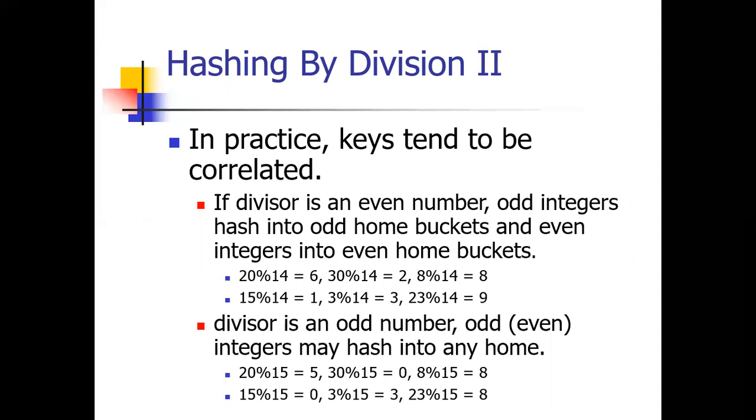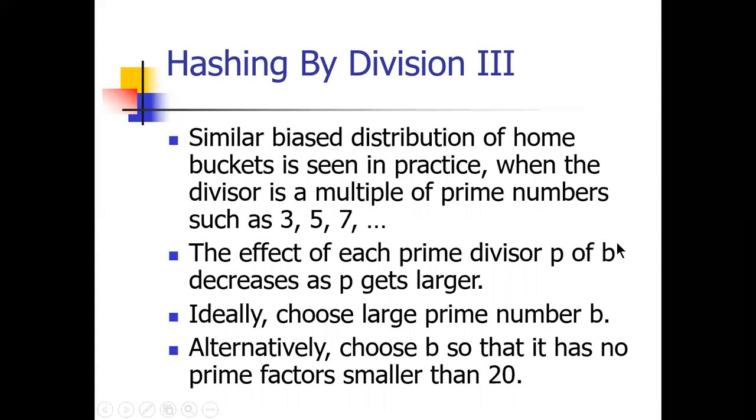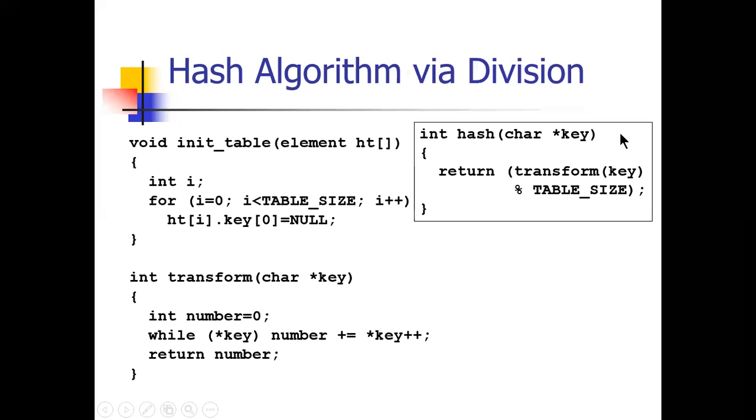So in practice, keys tend to be correlated. That's why I have to be very, very careful with the choice of the keys. A similar bias distribution of home buckets occurs in practice when the divisor is a multiple or when it is a prime number of such digits. So basically, ideally, choose a large prime number so you have multiple and correct keys that you're going to use, which will avoid collision.